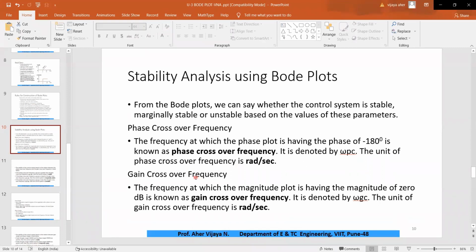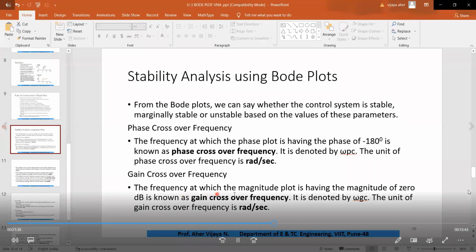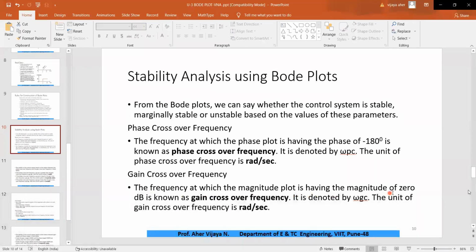Okay, now second parameter is nothing but gain crossover frequency. So what is gain crossover frequency? The gain crossover frequency is the frequency at which the magnitude plot is having the magnitude of 0 dB. Okay, magnitude plot मध्ये magnitude किती हवंय? ज्यावेळेस magnitude 0 dB असेल is known as gain crossover frequency. Okay, when in magnitude plot, when your magnitude is 0 dB, at that frequency you are calling that gain crossover frequency.